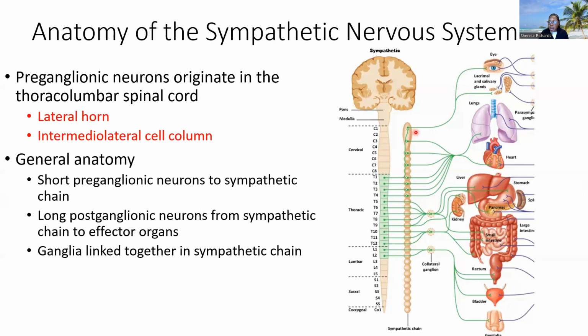So a much longer postganglionic neuron traveling from that autonomic ganglia all the way out to the effector organ in question. That can be in the lacrimal glands, salivary glands, in the GI tract, genitalia, etc. So the difference here is that because these ganglia are so close anatomically to the spinal cord, there's going to be a short preganglionic neuron and then a longer postganglionic neuron. All right.